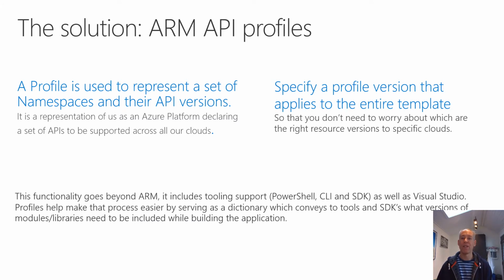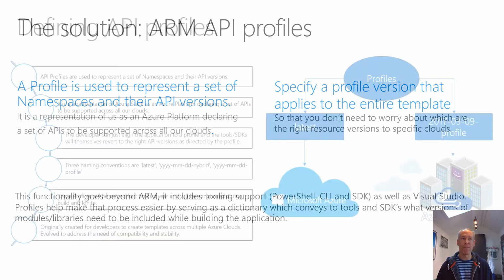This isn't just for the ARM templates themselves. You can use it in PowerShell commands, in the command line interface, and in the SDK. And Visual Studio is smart enough to understand how to use the API profiles. So it's a general way to interact with clouds without having to be really finely grained about which API you're going to use.